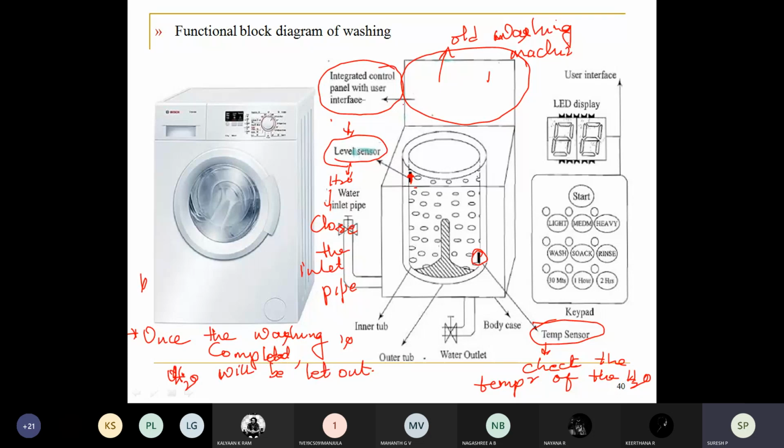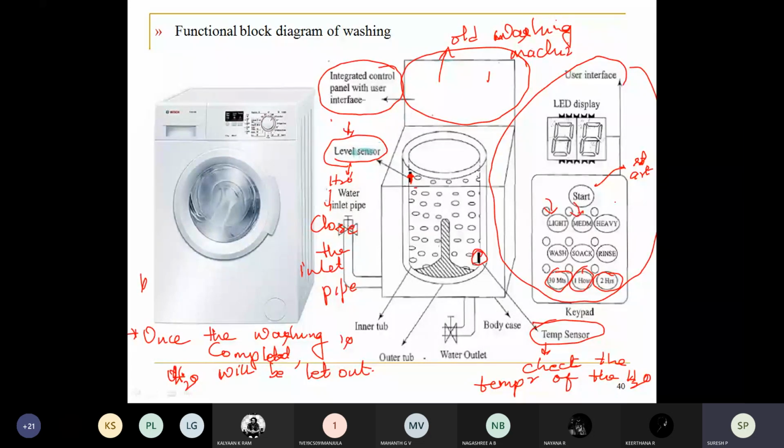So apart from that, you already have your user interface. The user interface is going to have the start button, the stop button, and for how much time it has to run, like whether it has to run for 30 minutes, or 1 hour, or 2 hours. And what type of clothes you have input, whether it's lightweight, medium weight, or heavy weight.